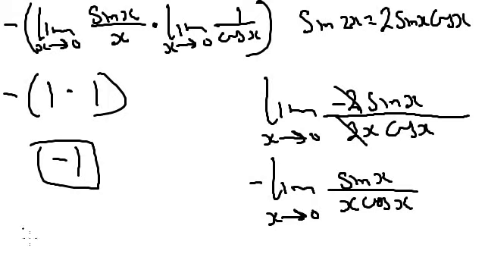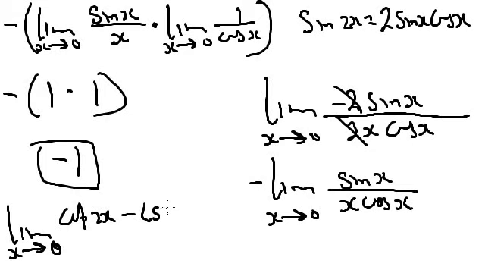Which implies that the limit as x approaches 0 of (cos 2x minus csc 2x) all divided by x is nothing but negative 1.